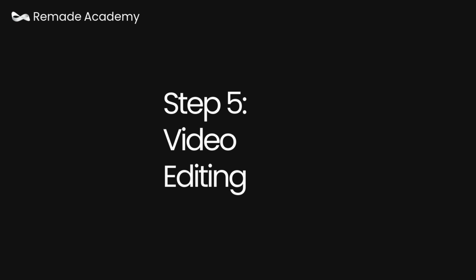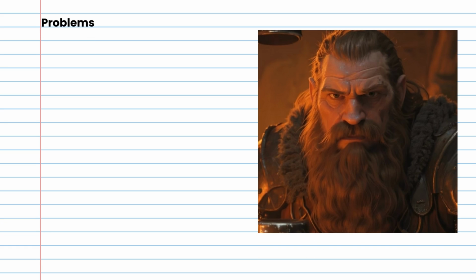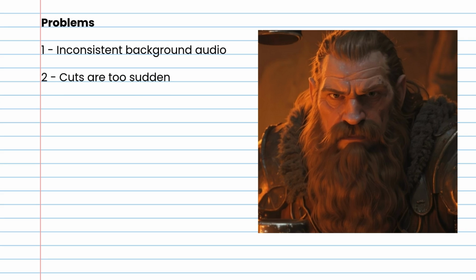Step 5, video editing. So clearly there were lots of problems with that video. For me, the main problems were, number one, the background audio is very inconsistent, so from shot to shot, it changes and it breaks immersion. Number two is that the cuts are too sudden. Number three is that the shots are too long, so when I expect the scene to change, it keeps dragging on. And number four, it's generally unpolished, without any nice-looking transitions or effects.